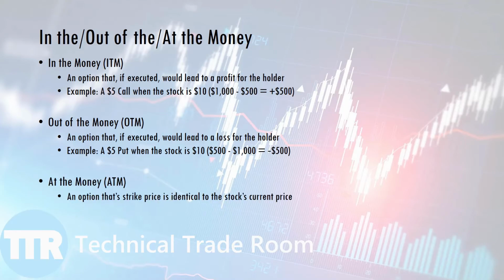At-the-money options are contracts that, if executed, would break even as the strike price is identical to the stock's current market price. So for example, a $5 call when the stock is currently selling for $5, if executed, the contract holder would be buying $500 worth of stock for $500. It's important to note here that the contract holder will technically net a loss. Again, we need to take into consideration that premium paid, so that will lead to a small loss for the options holder.